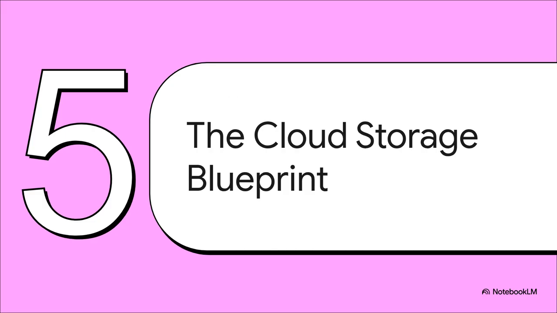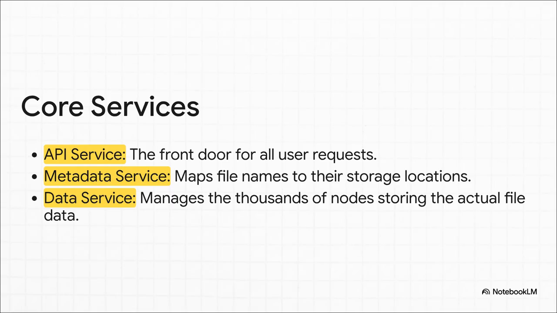So let's put all the pieces together. From a single disk failing all the way up to a whole data center outage, we've built up the resilience of our system piece by piece. So what does the high-level blueprint for a massive cloud storage system actually look like? When you upload a photo, it's basically a three-step dance. First, your computer talks to the API service. You could think of that as the bouncer at the front door.